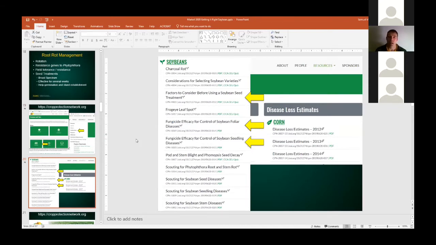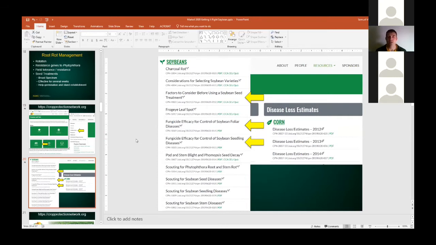The top yellow arrow is a publication on factors to consider before using a seed treatment. Not everyone needs a fungicide seed treatment, especially if you're just getting in, but over time they become very, very effective. So that's maybe a good publication to take a look at.